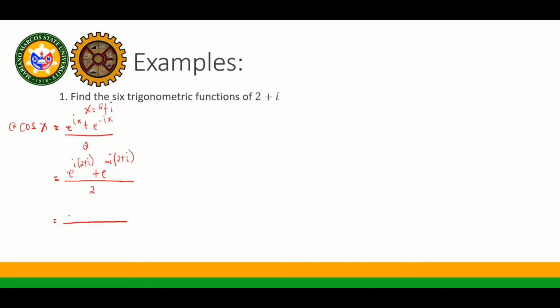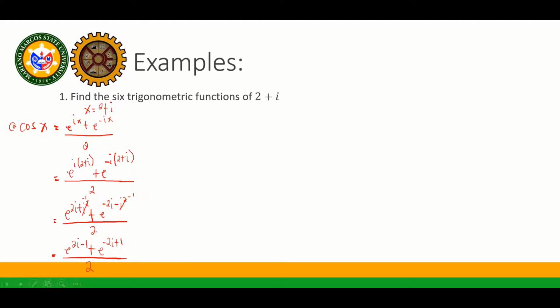This will be equal to e raised to 2i plus i squared, and this is negative 1. And then plus e raised to negative 2i, and then negative i squared, and this is also equal to negative 1. So simplifying further, this will be equal to e raised to 2i, and then plus 1. No, negative 1, minus 1. e raised to 2i minus 1 plus e raised to negative 2i, negative times negative, that is positive, all over 2.